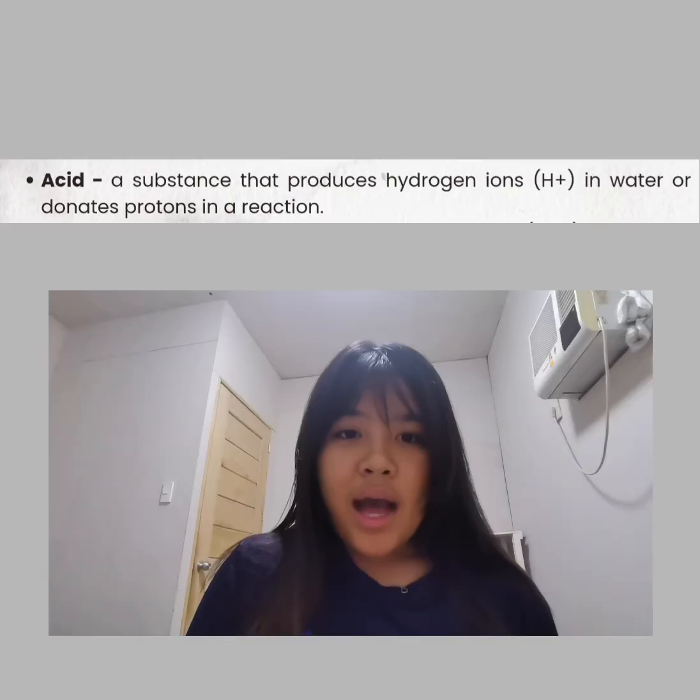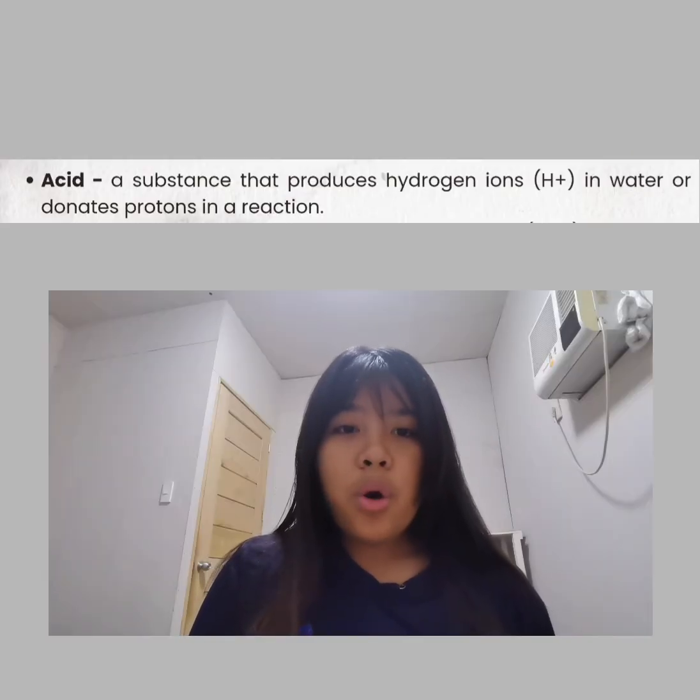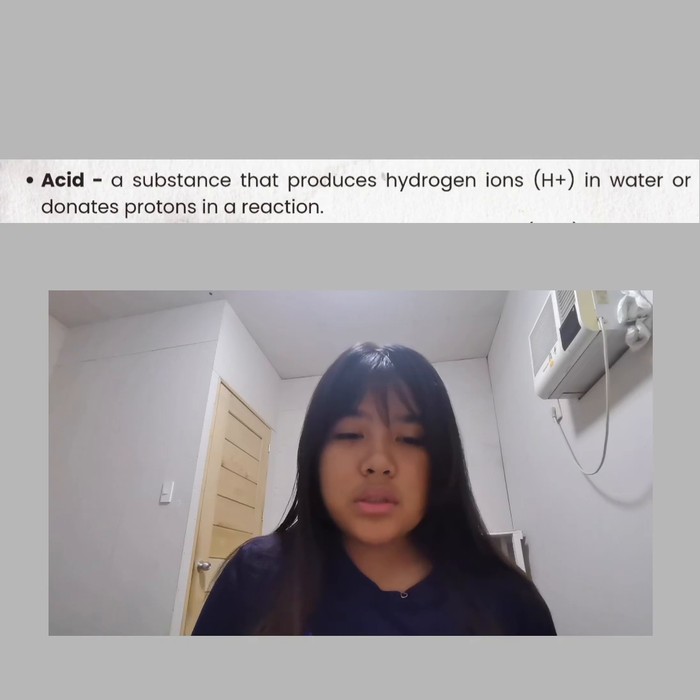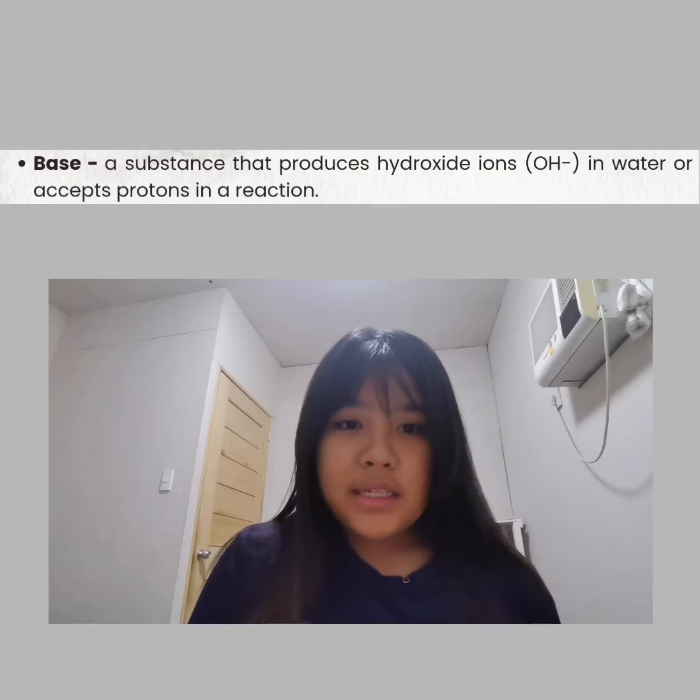Key concepts and terms. Acid. An acid is a substance that produces hydrogen ions in water or donates a proton in a reaction. Base. A base is a substance that produces hydroxide ions in water or accepts protons in a reaction.